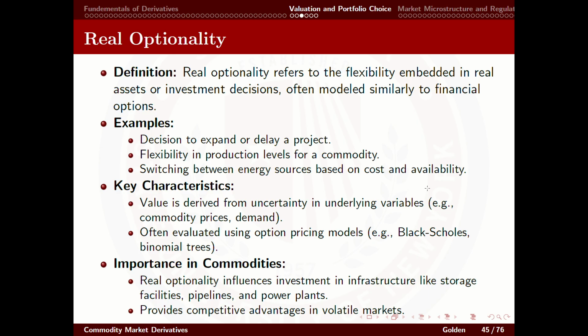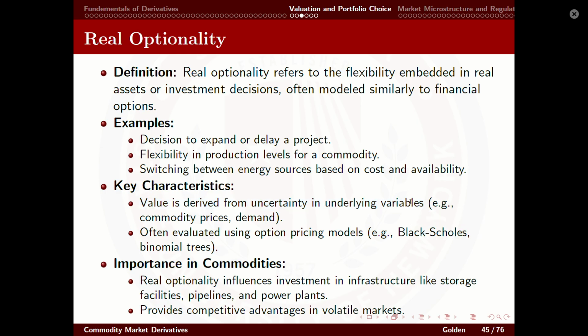So real optionality refers to the flexibility embedded in real assets or investment decisions. This is the idea that you want the possibility to expand or delay a project. You want the ability to change production levels of the commodity. You want the ability to switch between energy sources based on cost and availability. Generally, people pay to have options. People like certainty in cash flows, but they like to be able to change around their cost structure. They like to have options. They like the real optionality in their portfolio where they can change different features.